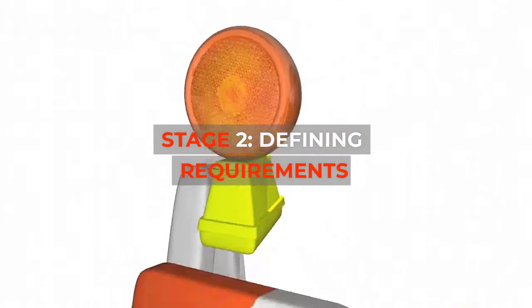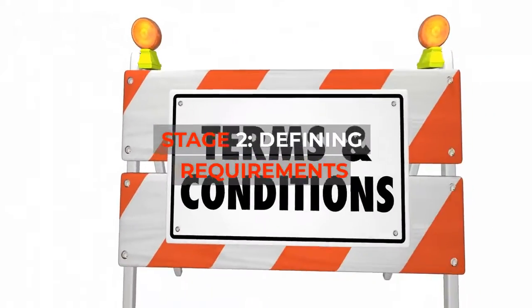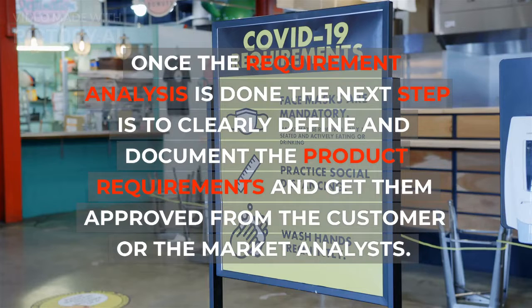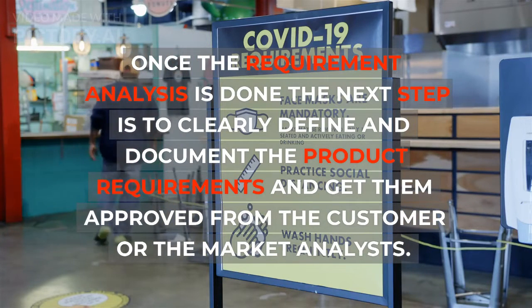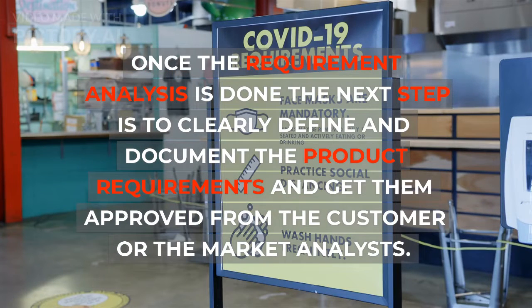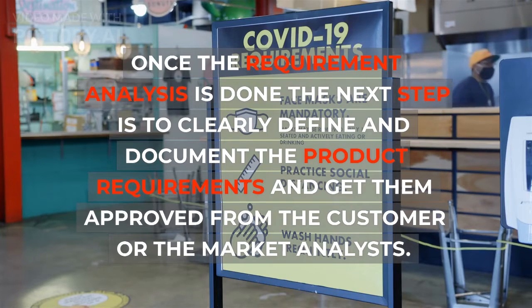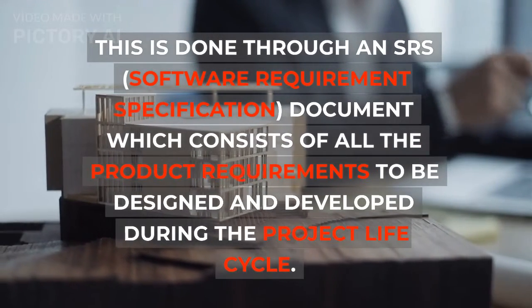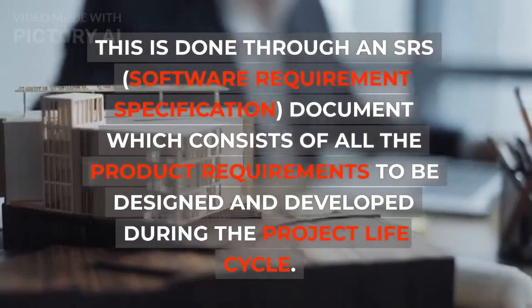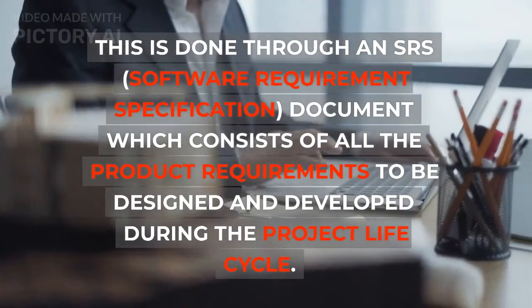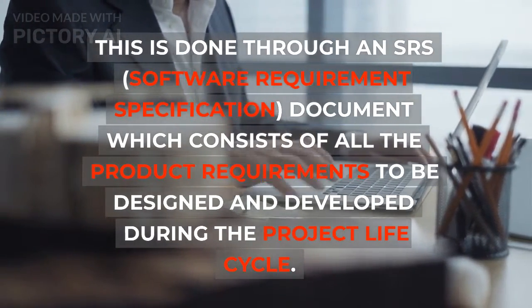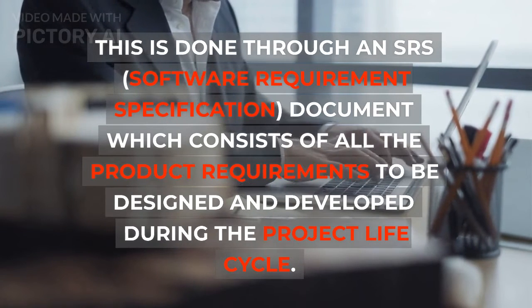Stage 2. Defining requirements. Once the requirement analysis is done, the next step is to clearly define and document the product requirements and get them approved from the customer or the market analysts. This is done through an SRS, Software Requirement Specification, document which consists of all the product requirements to be designed and developed during the project lifecycle.